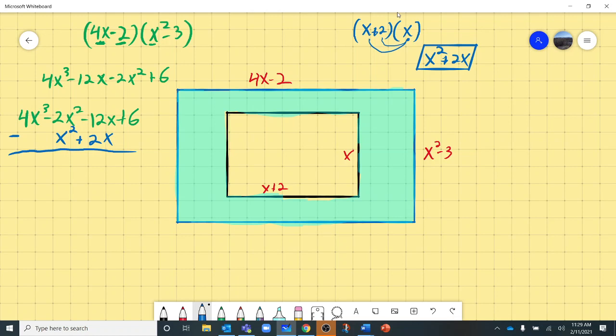Okay, 4x cubed, we don't have another x cubed, so we're going to keep 4x cubed. Negative 2x squared minus x squared, that's going to be minus 3x squared. Negative 12x minus 2x, that's negative 14x. And plus 6. And that is the answer. That is the area in terms of x of the shaded region.